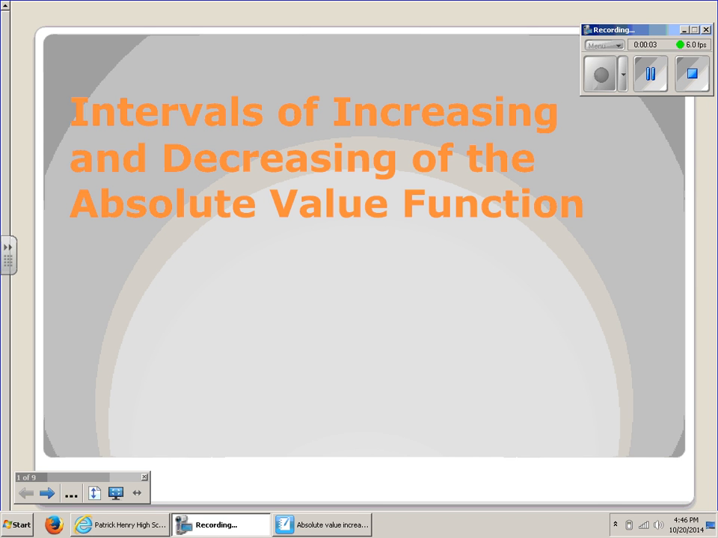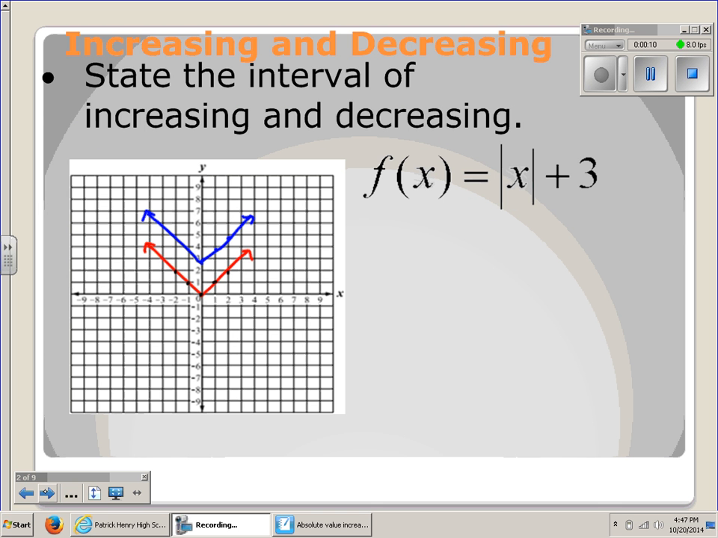Today's lesson is on intervals of increasing and decreasing of the absolute value function. In all these slides, I've already gone ahead, and the red graph is my parent graph, and notice I have all 5 points on there. And I've graphed the function in each one, and that's the blue graph. So I went from the parent to our function in each one of these, and we're going to be looking at the blue graph in all of these problems today.